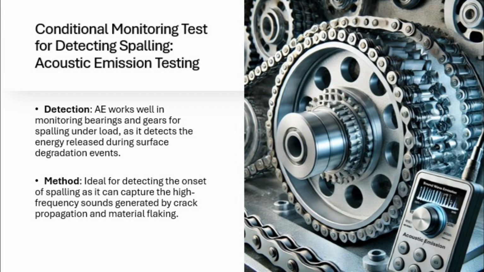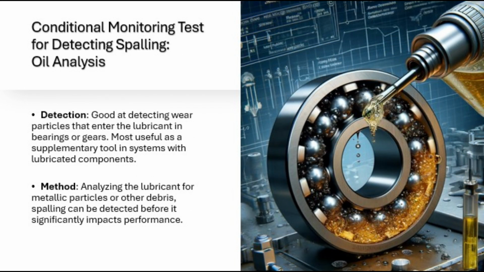This technique is excellent for early detection, particularly when monitoring bearings and gears under load, as it captures energy released during surface degradation events. Finally, oil analysis can be used to supplement other methods in lubricated systems. Spalling can release small wear particles into the lubricant. By analyzing the oil for metallic particles, we can detect spalling before it severely impacts performance.